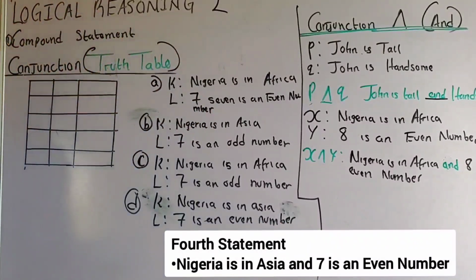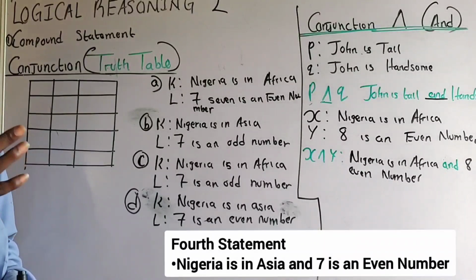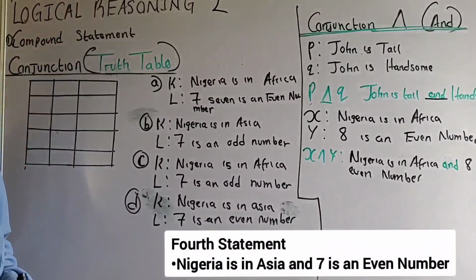Okay, now look at this. We have the following statement on the board. In this, please pay attention. Don't forget, I defined truth table as a table that shows the relationship that exists between the truth value of a statement. Are you getting what I'm trying to say?